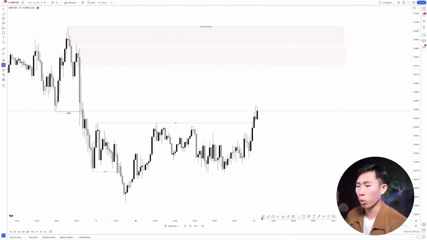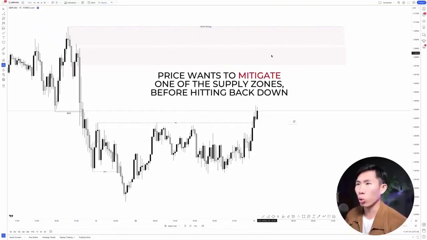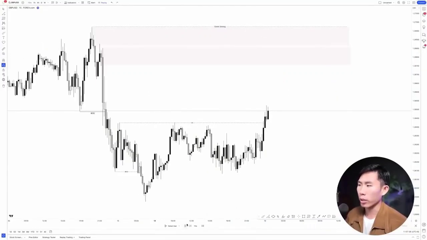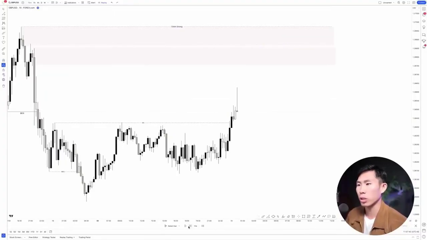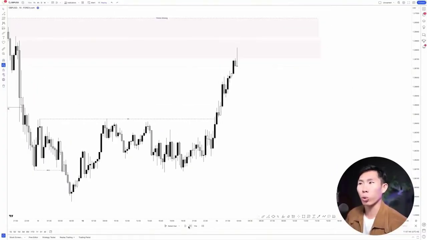We know that price is turning bullish to facilitate that pullback. The objective of price is that it wants to mitigate either one of these supply zones, right? Fill up the remaining sell orders before heading back to the downside. So in this case, let's just continue to play price forward and wait for price to mitigate that point of interest. Until price actually does that, we are not doing anything.